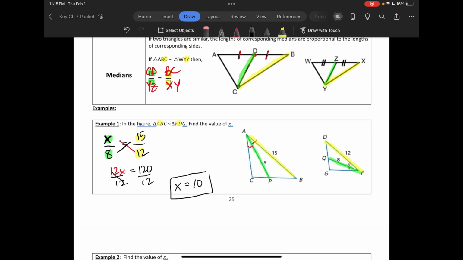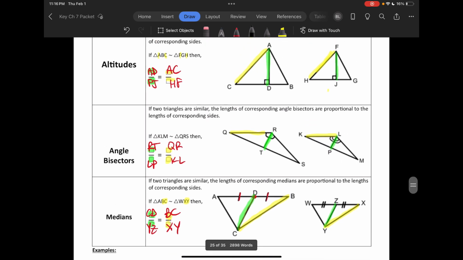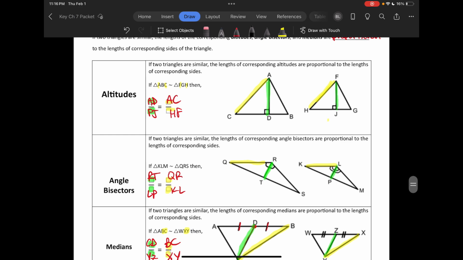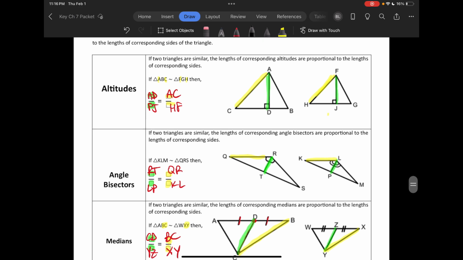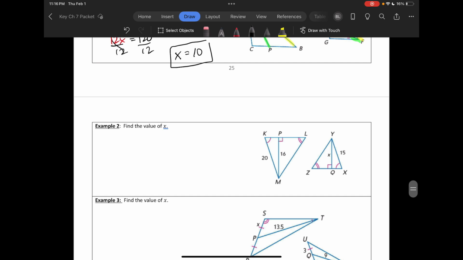Okay, and you'll realize that pretty much every single problem that we're looking at for today's notes, whether it's a median, an angle bisector, or an altitude, is set up pretty much the exact same way. So we'll run through these pretty quickly. Example 2, it says find the value of X. What I want to practice here is identifying the type of segment we're working with. Here I see this segment highlighted in green, and it's creating a 90-degree angle. This would be identified as an altitude.